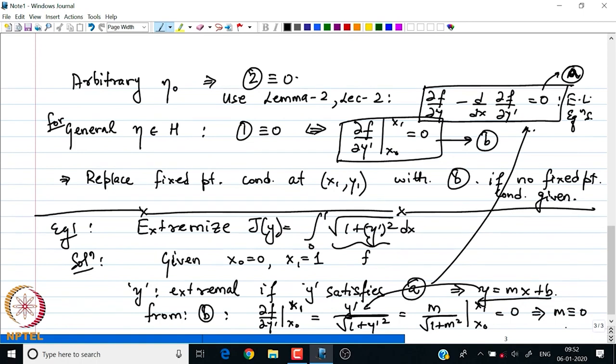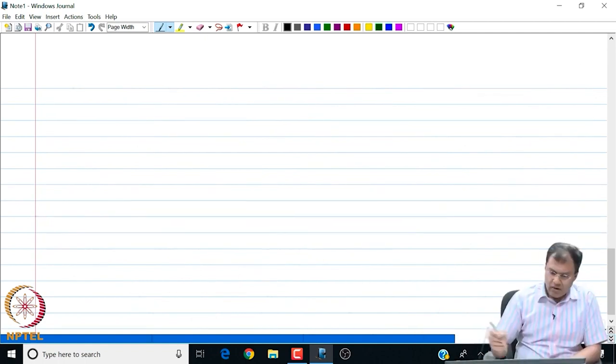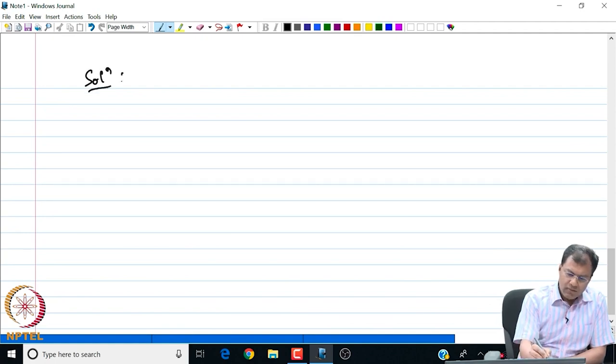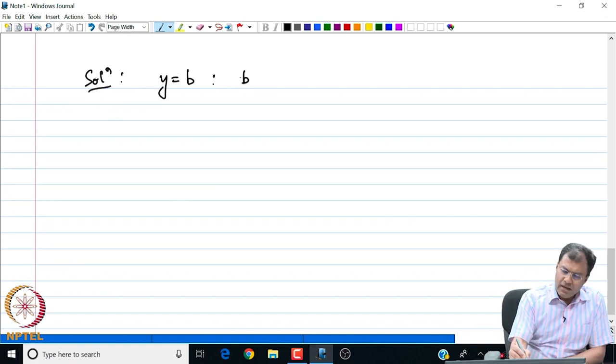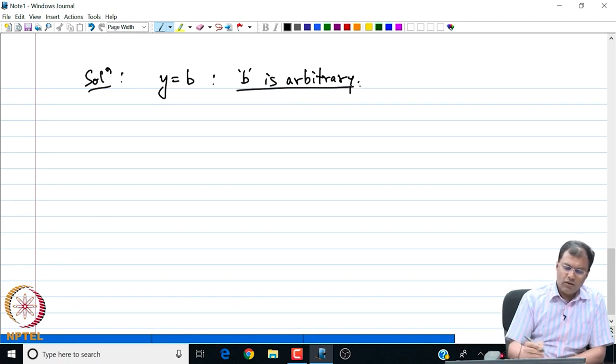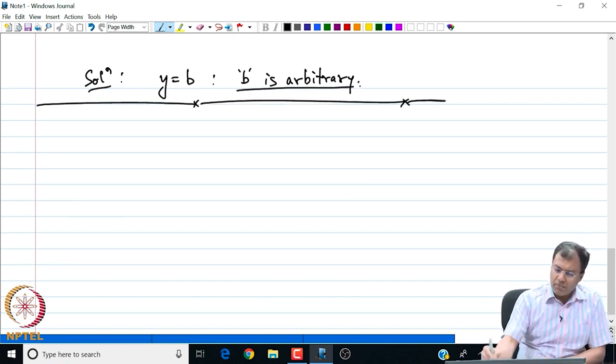That should be quite intuitive, because the functional J will attain its minimum, and it can only attain the minimum because the quantity inside the square root is a non-negative value. So, J attains its minimum only when y prime is 0, and that is only possible when y is a constant. So my solution is y is a constant where b is arbitrary, an arbitrarily set constant value. Okay, so this example was quite simple.